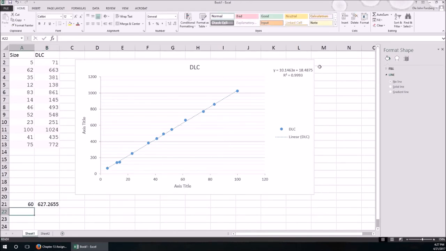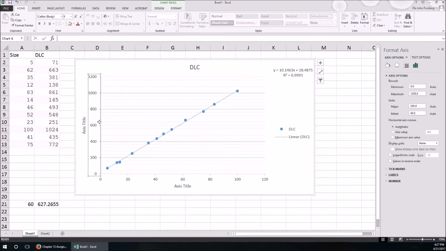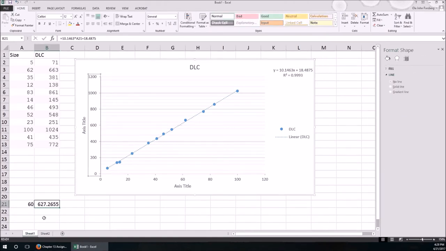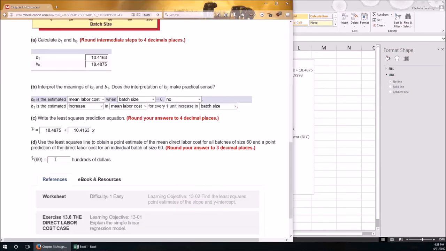Let's see if that makes sense on our graphic here. Here's where the batch size is 60, and going straight up, that is our estimate for the y, which is approximately 625, which, when we did the calculations, pretty darn good. So 627 point, and it's 3 decimal places, so let's go ahead and drop that down because I don't like rounding, 0.266. Boom.